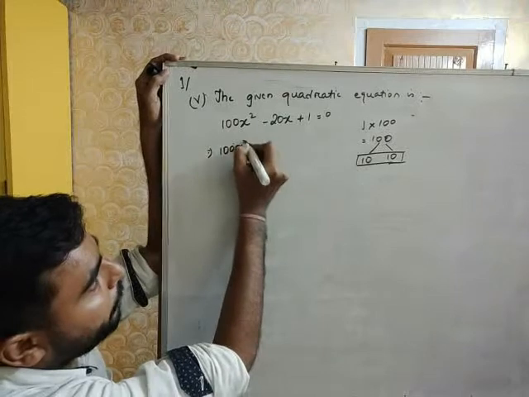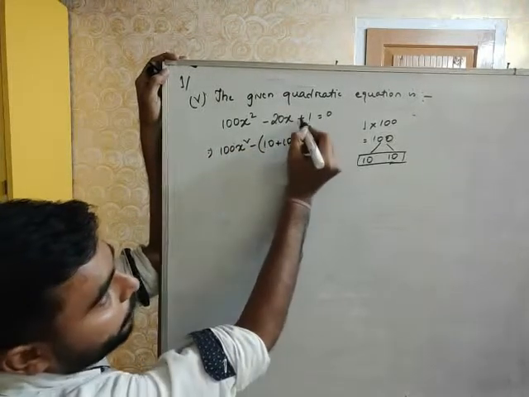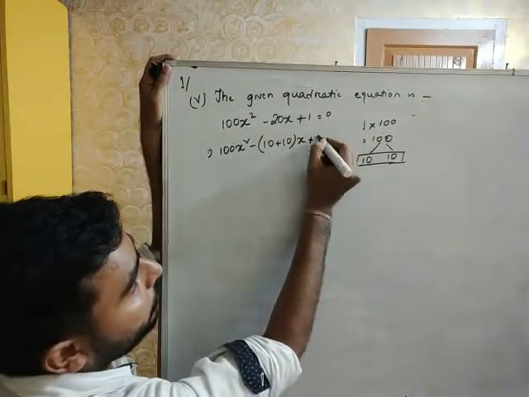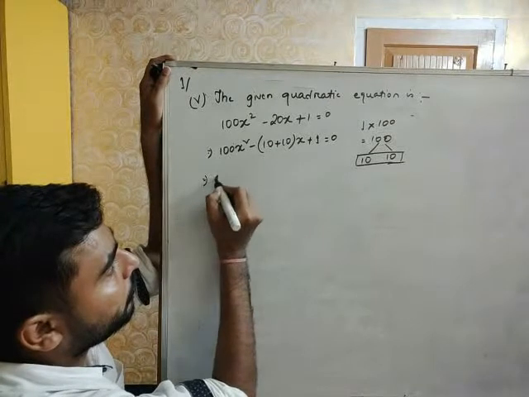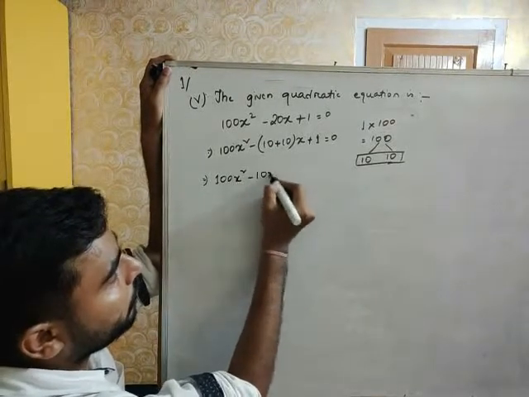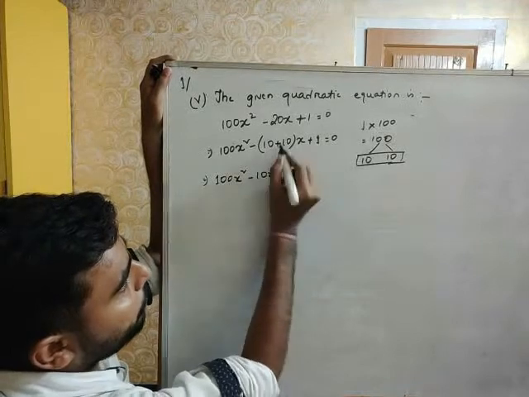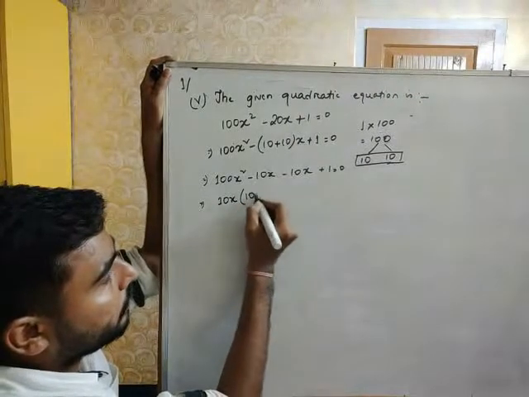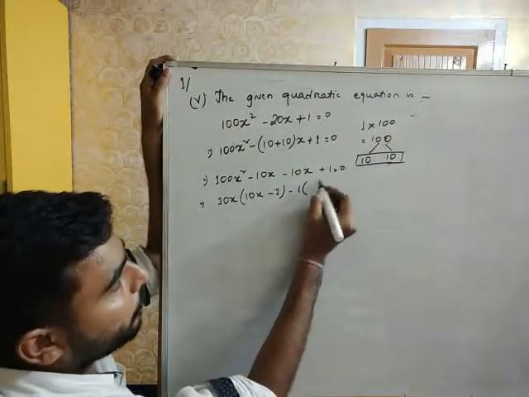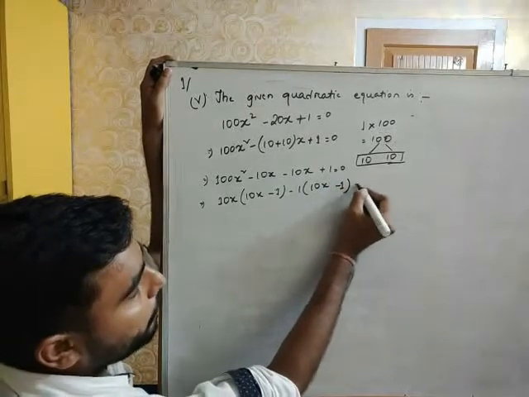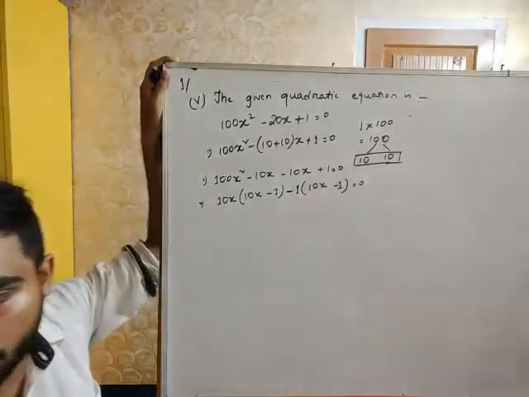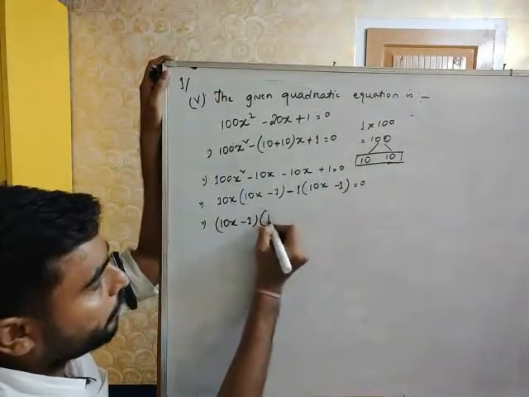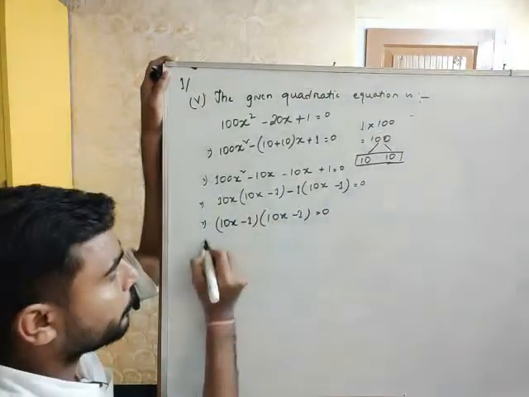So 20 will break as 10 plus 10. Why have we added? Because constant term has a positive sign. So 10 into x is 10x, plus minus minus plus 1 is equal to 0. 10 into x is 10x, 10x minus 1, minus taken common. Here positive 1 will become negative 1 because we have taken minus common. When minus is taken common, the sign will alter. So overall 10x minus 1 has been taken common here.